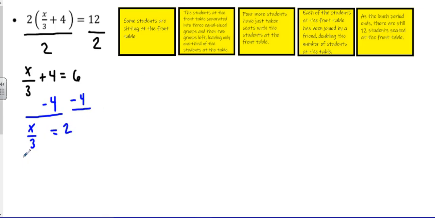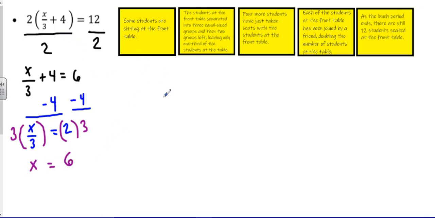And then my last step here, I'm going to multiply by 3. I'm going to use parentheses and put a 3 for multiplication. Parentheses around this one, and put a 3 for multiplication. That leaves me with x over here on the left, and 6, 2 times 3 being 6. So there are 6 students at the front of the table.